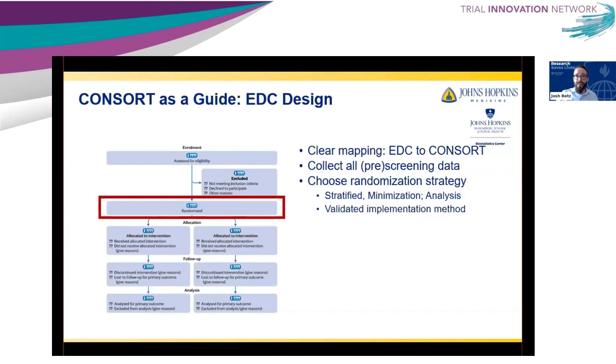And that our randomization strategy is congenial and aligned with our analysis strategy at the end of the trial. We also want to make sure that we're using a validated implementation method to carry out randomization. Because again, you can't have a randomized controlled trial without a valid randomization strategy. And we also want to make sure that this is implemented in a way that avoids problems like ineligible participants being randomized or people being randomized before their full eligibility has been assessed.